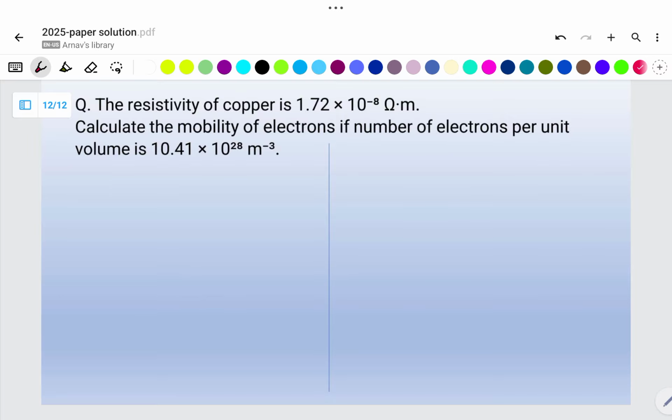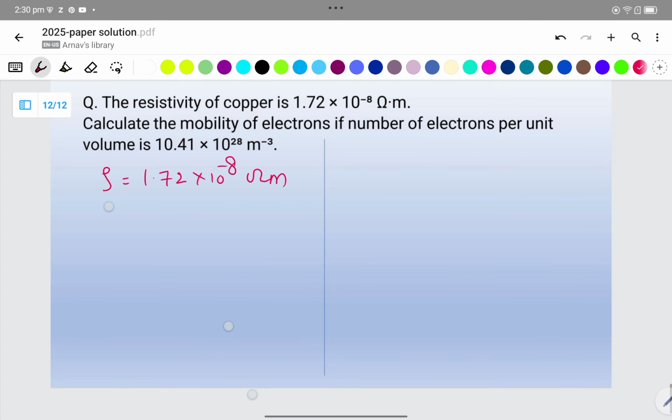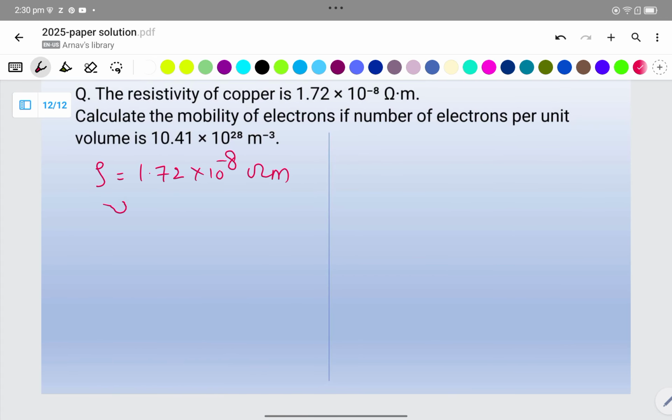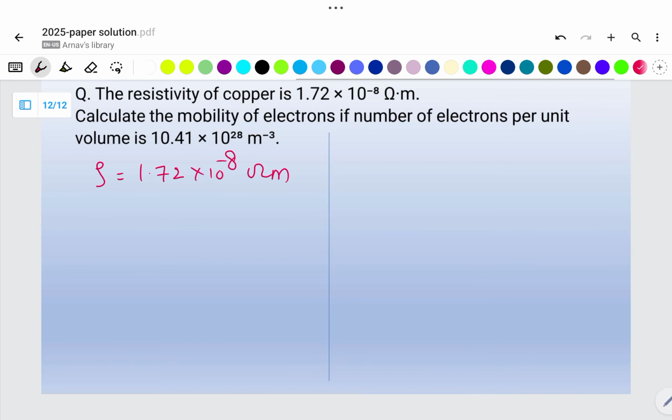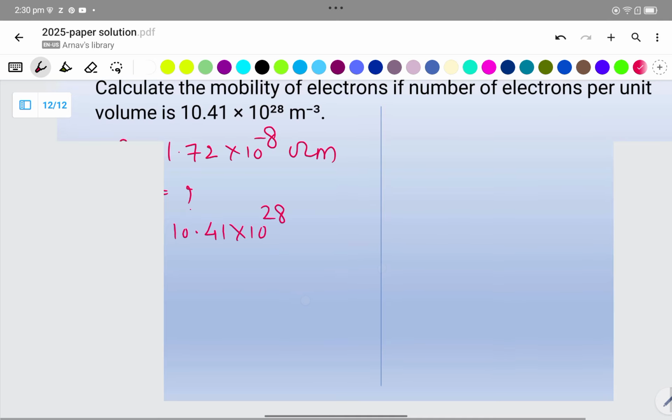Now one more question: the resistivity of copper is given. So we have given the resistivity 1.72 into 10 to minus 8 ohm meter. We need to calculate the mobility of electrons. The number of electrons per unit volume is given 10.41 into 10 to 28 per meter cube.